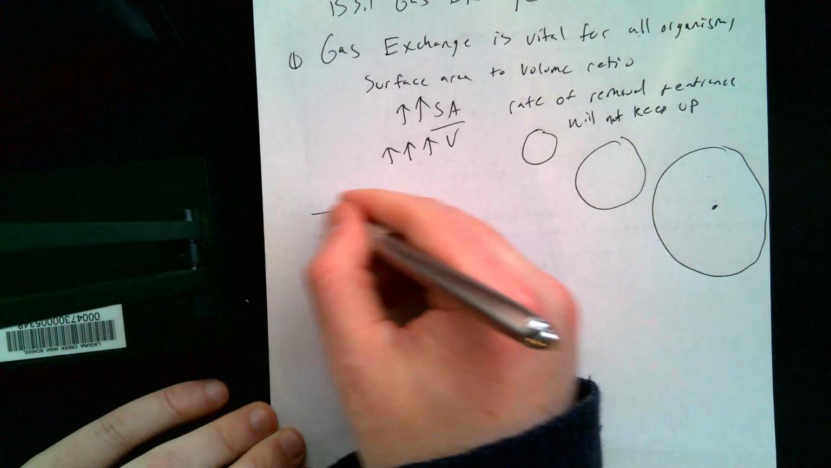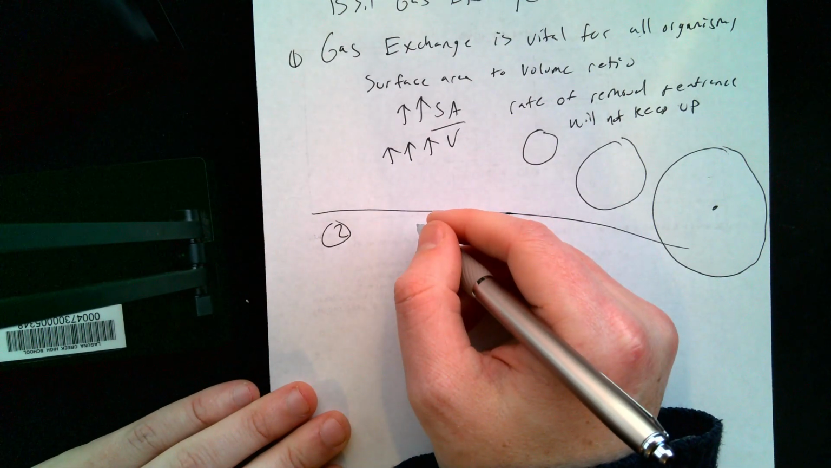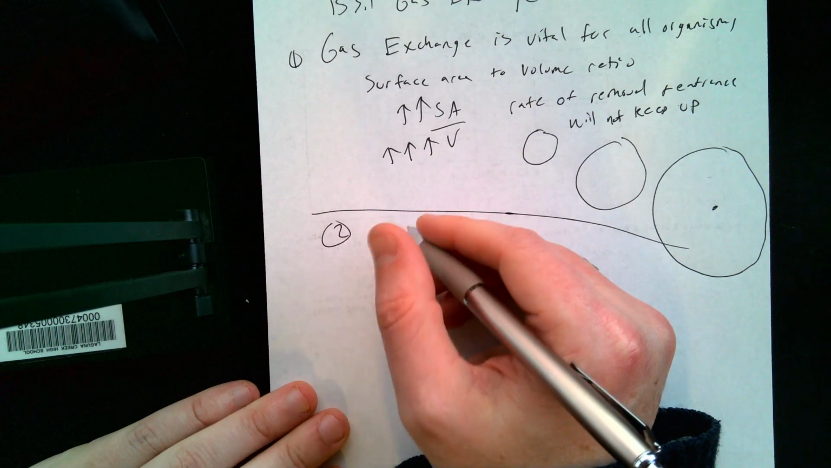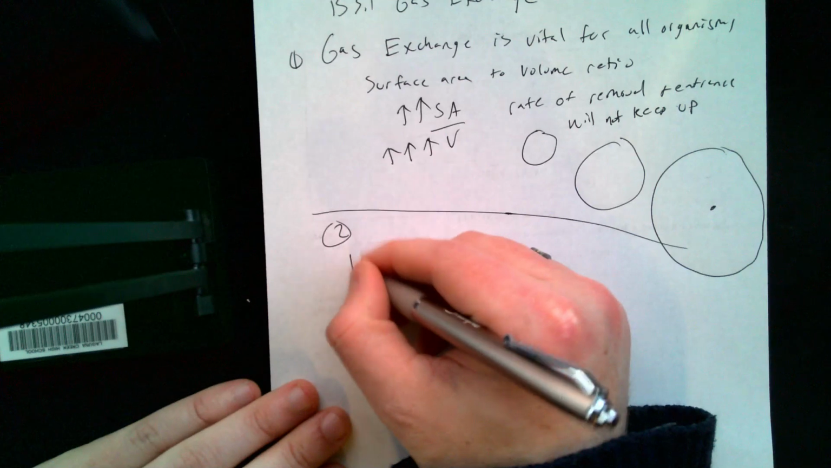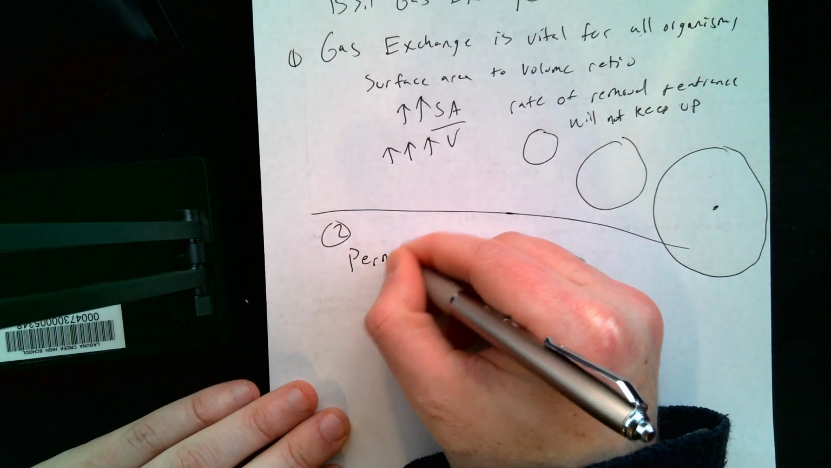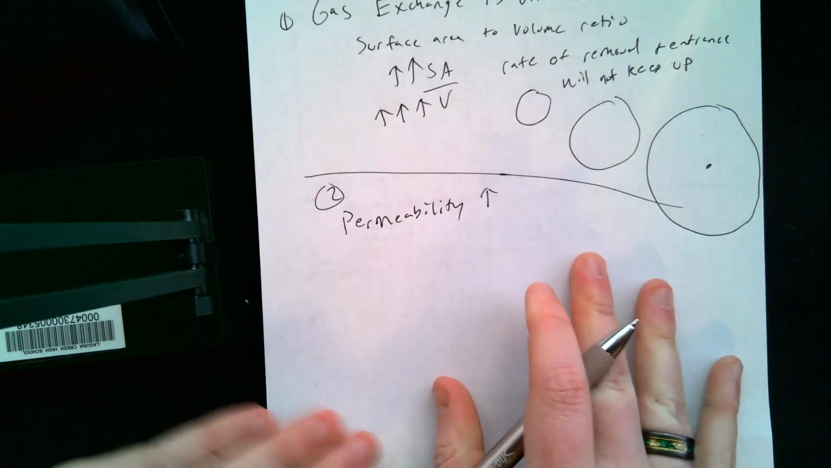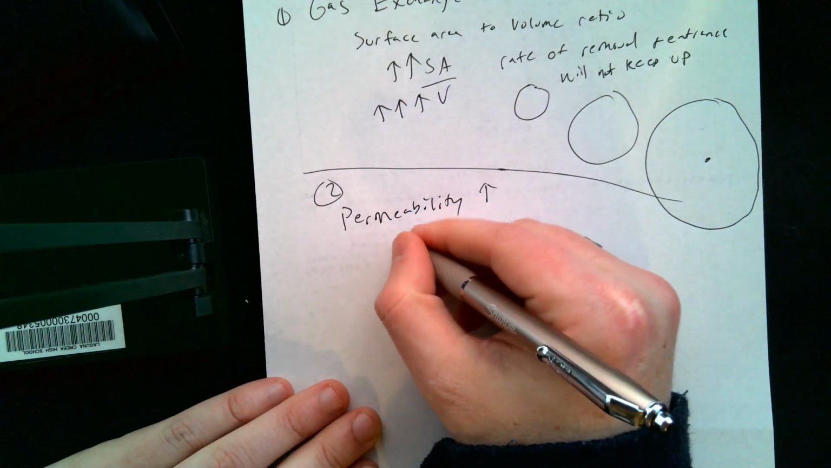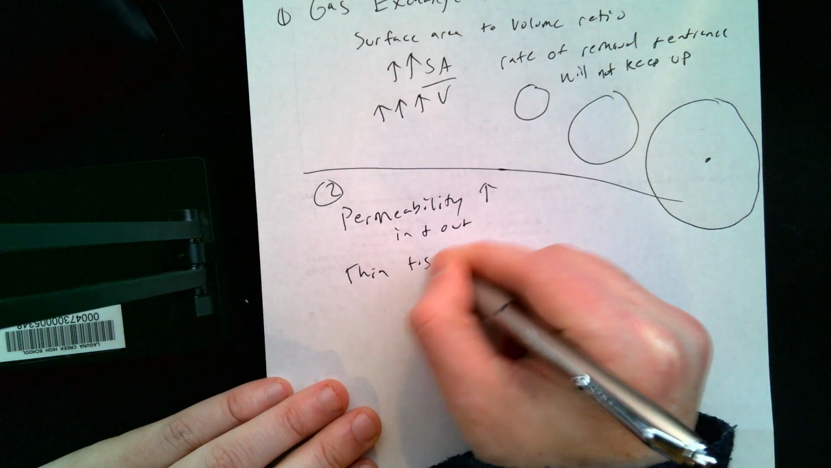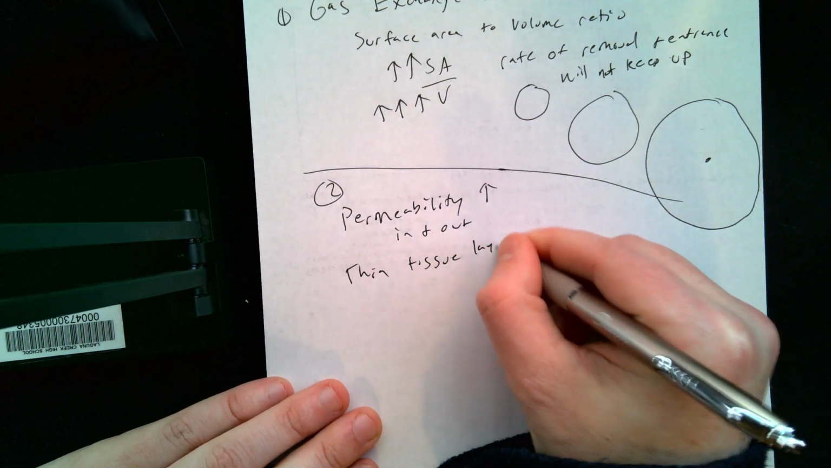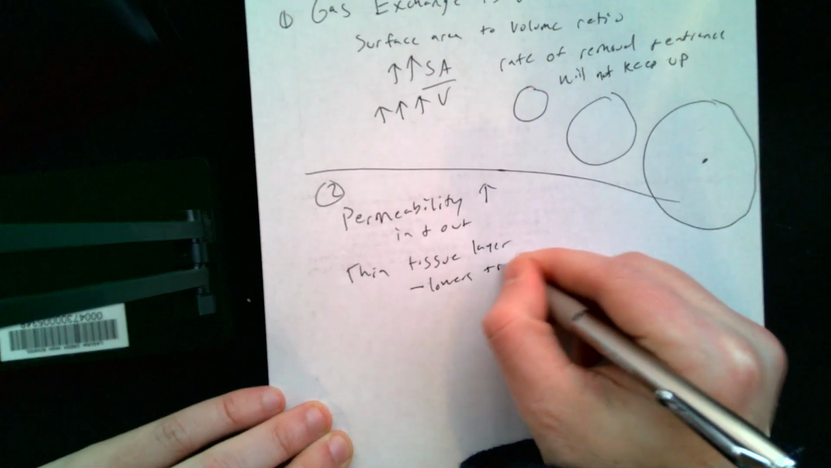So what do we do? Well, gas exchange surfaces are primarily the same in both animals and plants. They have to have these capabilities. They have to be permeable, so they have high permeability to allow things to move in and out. They have a thin tissue layer, right? This minimizes the distance that gases have to travel, so it lowers travel distance.